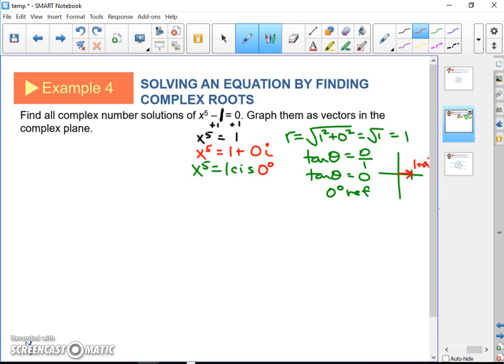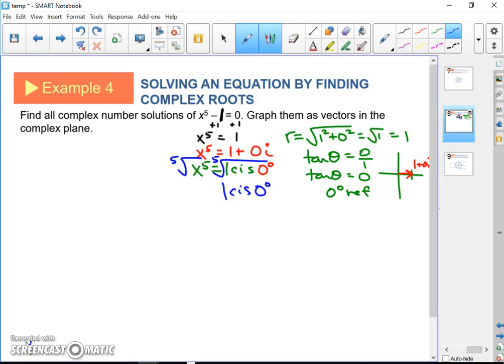So right now we have x to the 5th equals 1 cis 0, and now we're in polar form. Now we can solve this. What we're going to do is take the 5th root. This is the nth root theorem. The 5th root of 1 is 1, and 0 divided by 5 is still 0. There's our first solution: 1 cis 0. Remember how we knew one of the answers was 1? That's what this is. But now we have to find the other 4.